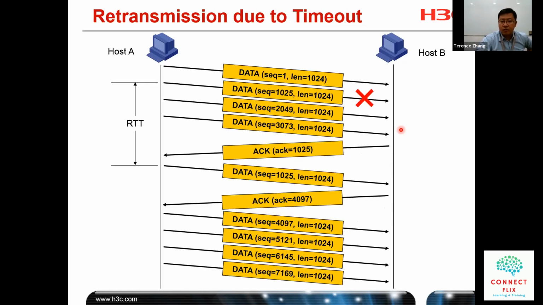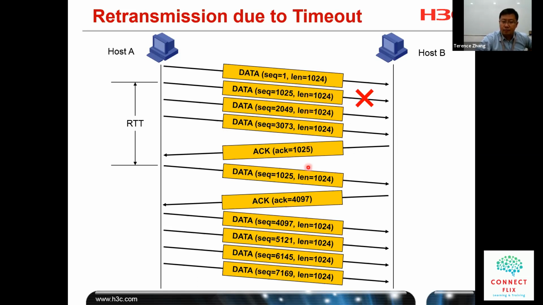If not successfully received, they need a retransmission. Host B will send an ACK with the number that it requires to be retransmitted. For example, if the second data is missing, the ACK is the last of the first segment of data plus 1. That means I already missed the second one. Please retransmit.